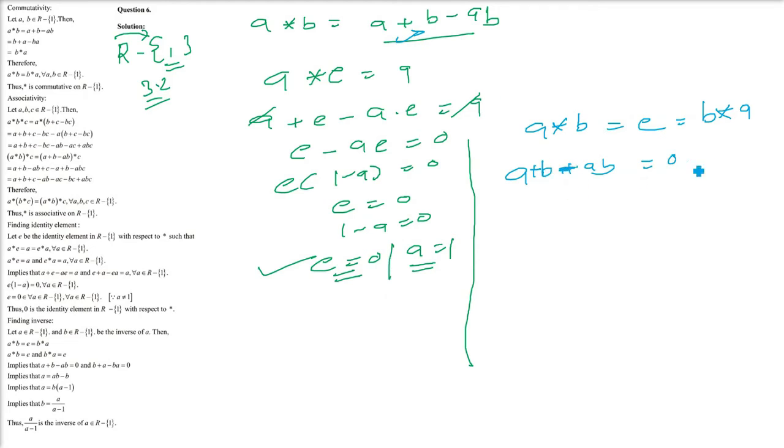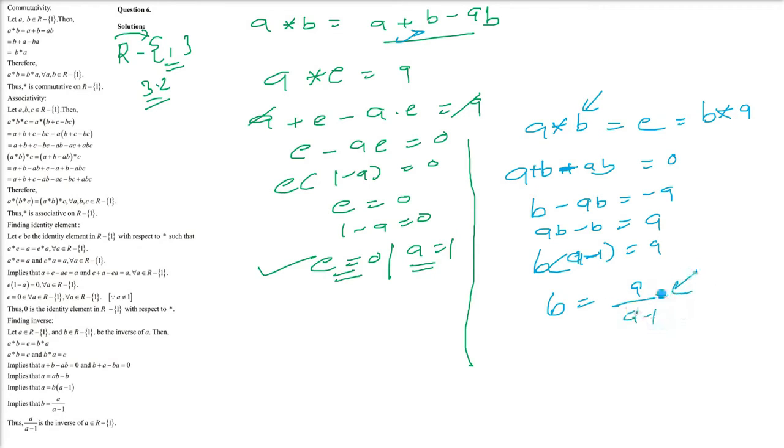We take A on the right hand side. So we get B minus AB equals negative A. We don't want this negative, so just replace this: AB minus B will be equal to plus A. Now take B common. B times (A minus 1) equals A. B equals A by A minus 1. This is the inverse of A in R minus 1, because if you take A equals 1, it will be A by 0 and that will not be defined.